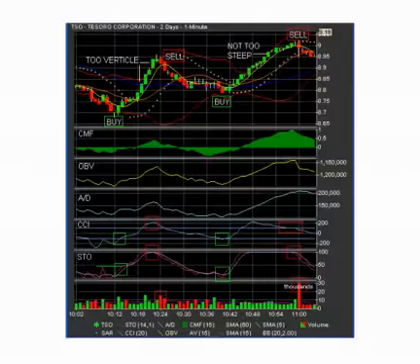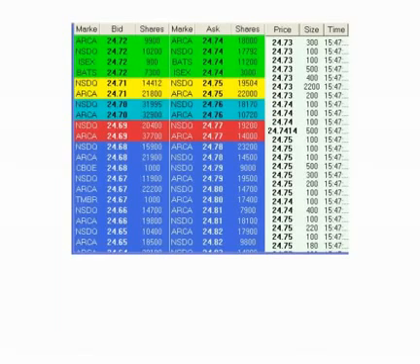Here is another chart from the written lesson that shows my buy and sell signals, and I explain in great detail with a paragraph or two exactly what I'm talking about here.